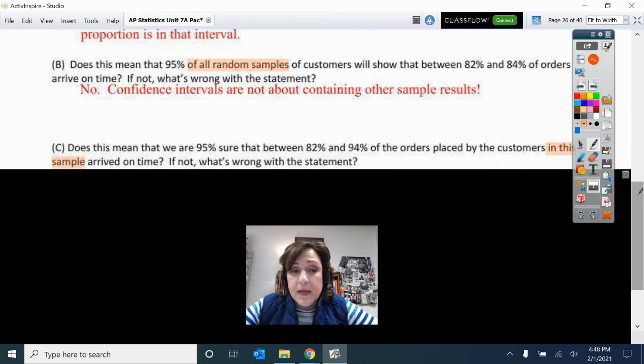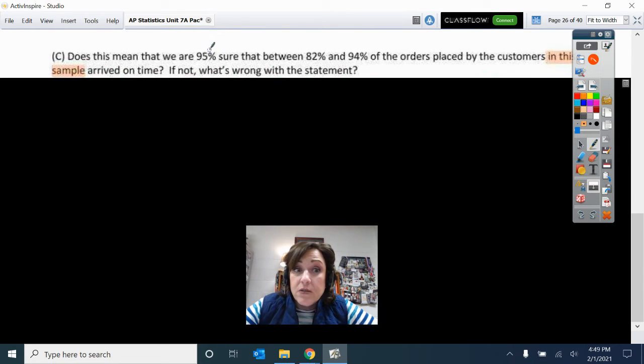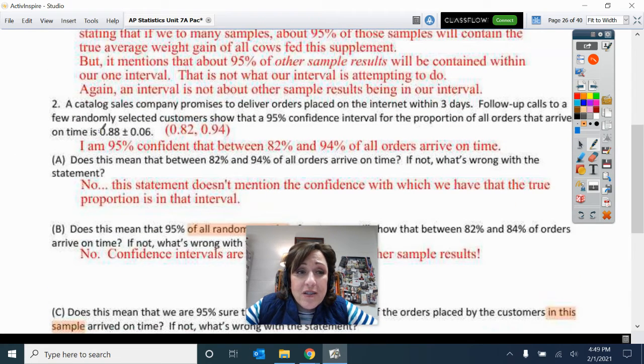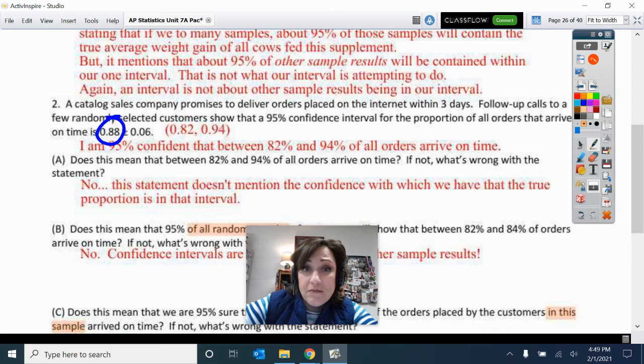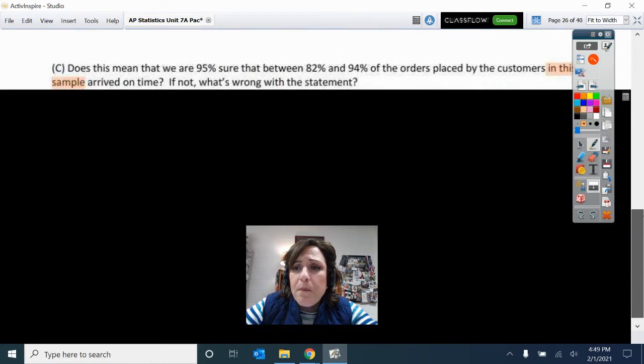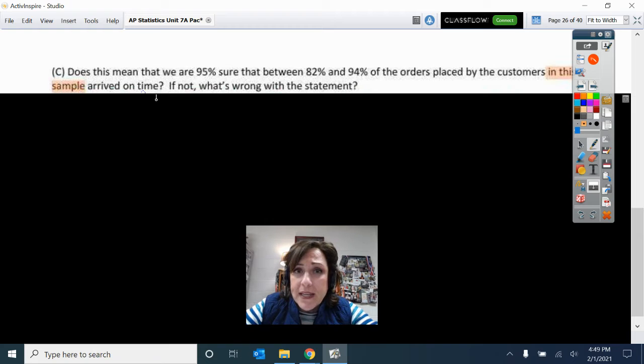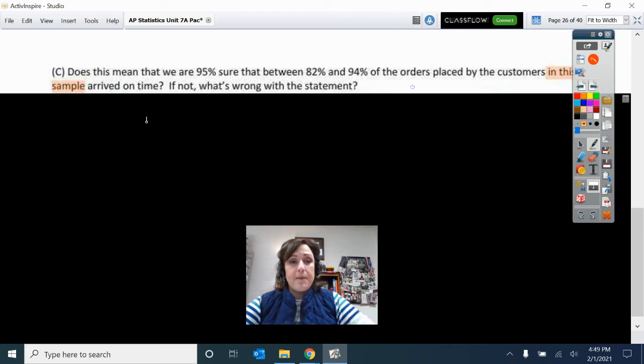Does this mean that we are 95% confident, 95% sure, liking this so far, that between 82% and 94% of the orders placed by customers, they ruined it in this sample. So they're just talking about the sample I got. Well, I'm pretty sure the proportion in that sample was 88%. That's how I got that interval to begin with. So putting in this sample is what made this wrong, because it's about all orders. I'm 95% confident that between this and this of all orders placed will arrive on time.